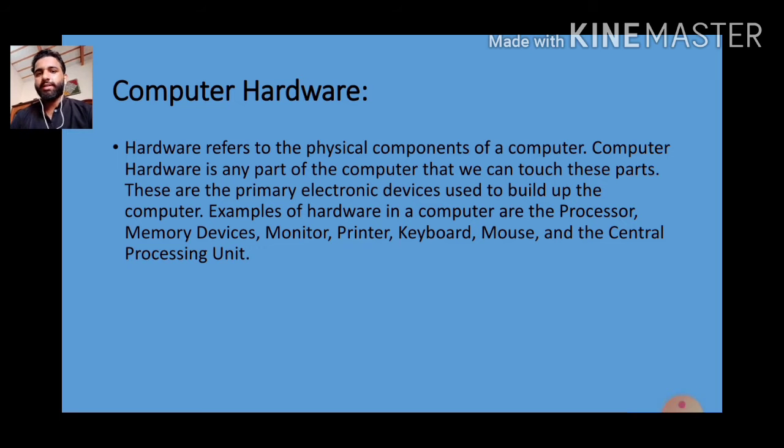My another topic is the difference between hardware and software. First of all, what is computer hardware? Hardware refers to the physical components of a computer. Computer hardware is any part of the computer that we can touch. These are the primary electronic devices used to build up the computer. Examples of hardware in a computer are the processor, memory device, monitor, printer, keyboard, mouse, and the central processing unit.